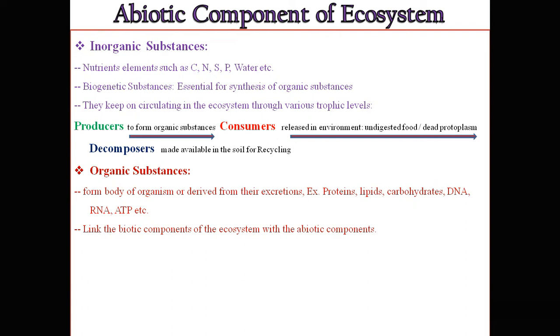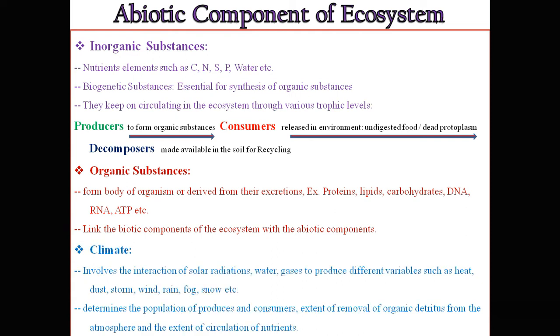So organic substances, why are they important? Because they are the link between the biotic and abiotic components of the ecosystem. The next abiotic component of the ecosystem is climate.